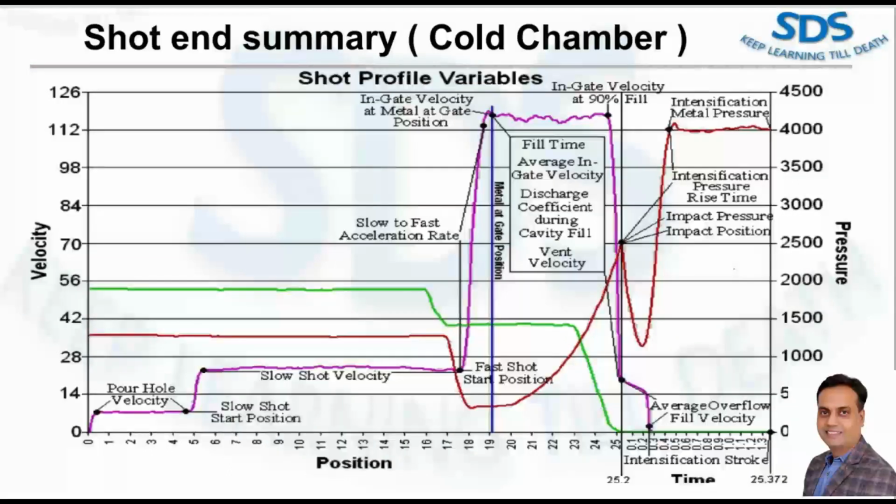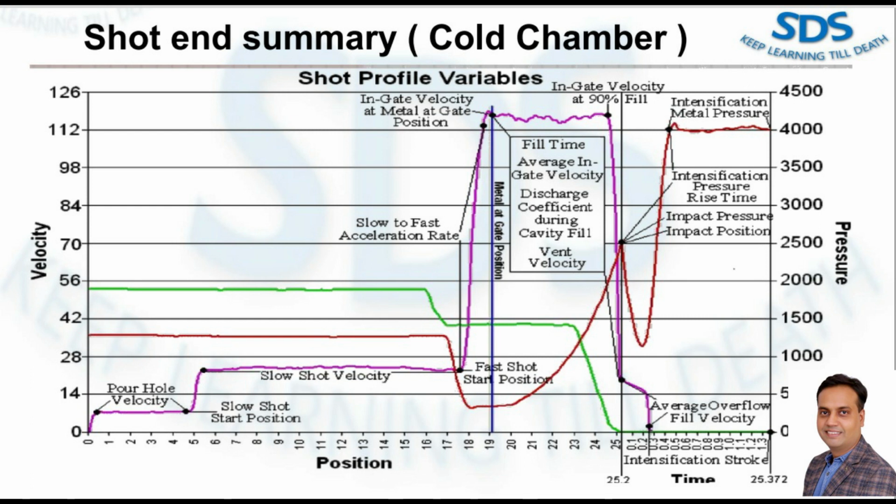Next, we come to the slow to fast acceleration rate, which is represented by the slope of the curve during the initial rise. This slope indicates how quickly the shot accelerates from a slow start to the desired velocity. A gradual and controlled slope signifies a well-optimized acceleration rate, ensuring uniform metal flow and minimizing turbulence.